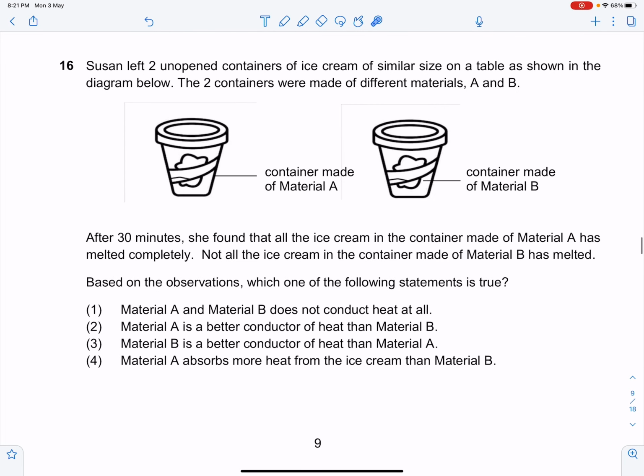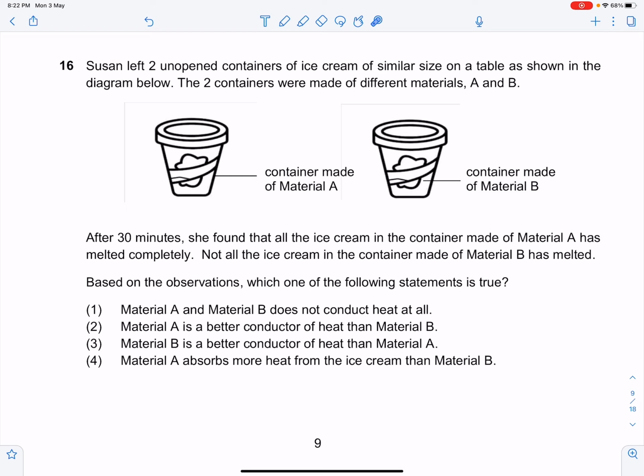16. Susan left 2 unopened containers of ice cream, similar size, on the table as shown. The 2 containers were made of different materials, A and B. After 30 minutes, she found out that all the ice cream in container A has melted completely, but not all the ice cream in container B has melted. Based on the observation, which of the following statements is true?